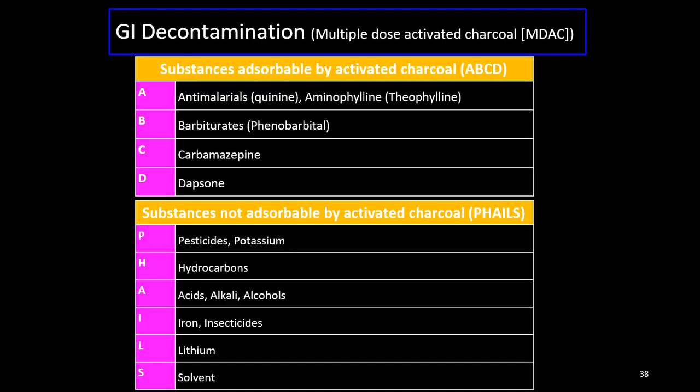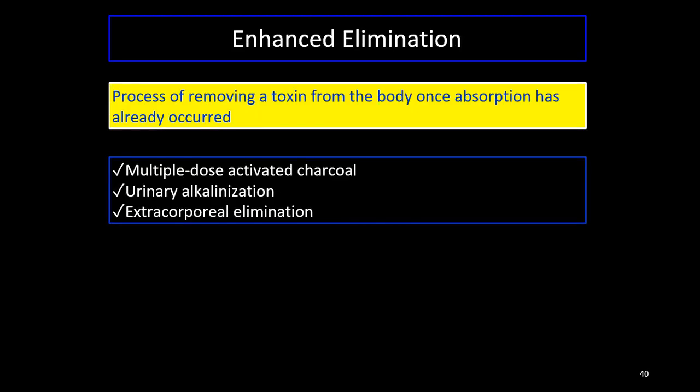Now let's identify the conditions where we come across. Okay. So now substances absorbable by activated charcoal: antimalarials, barbiturates, carbamazepine, and dapsone. And substances not absorbable by activated charcoal: pesticides, hydrocarbons, acids, alkalis, iron, insecticides, lithium, and solvents. Okay, so now enhanced elimination. So urinary alkalinization and extracorporeal elimination. So where do you use extracorporeal elimination?